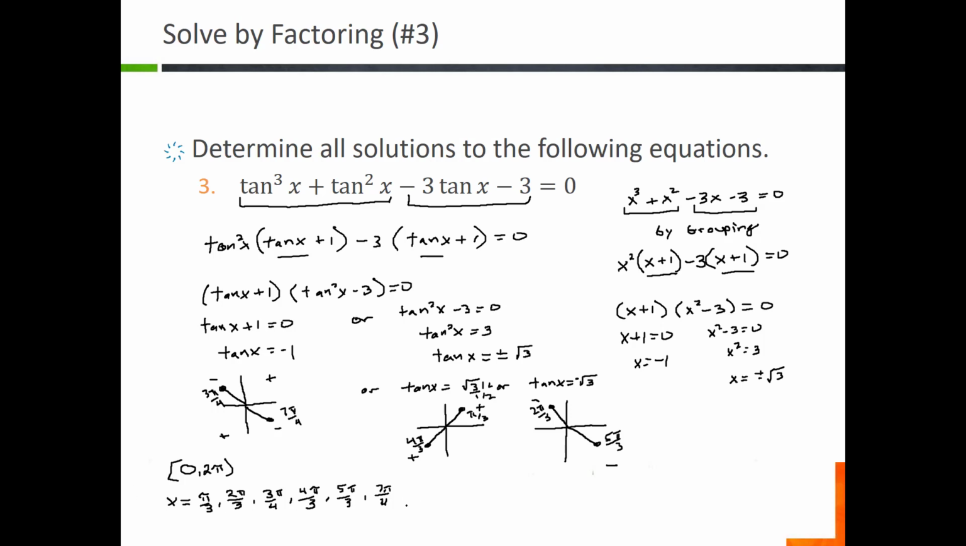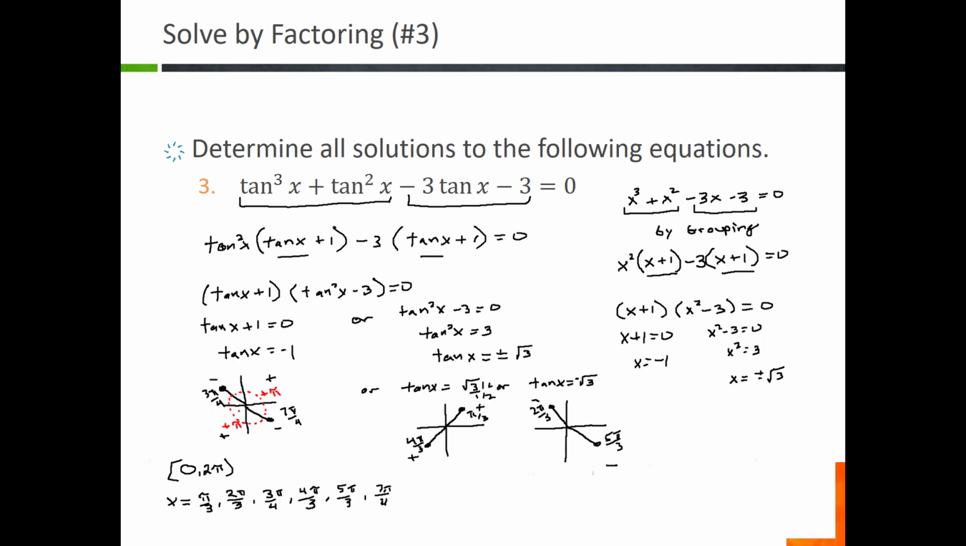Okay, and if you're just trying to list the answers from 0 to 2 pi, you have to list all 6. But we just want to list the infinitely many solutions. So let's remember how we do infinitely many solutions with tangent. Remember the nice thing with tangent: tangent has a period of pi. So that means going from our first pair of solutions, 3 pi over 4 and 7 pi over 4, from 3 pi over 4 to 7 pi over 4 is a distance of pi, where you're adding pi. And then coming around back to the starting point is another addition of pi.